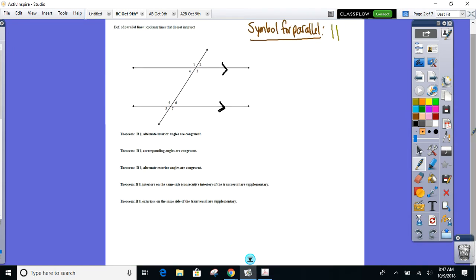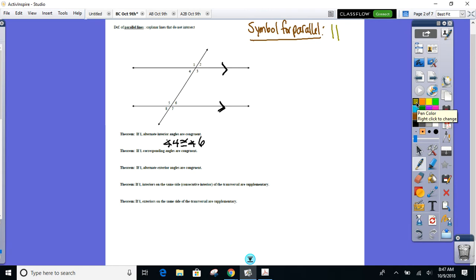Once these lines are parallel, remember those alternate interior angles we were talking about? They're now congruent. Name me a pair of congruent alternate interior angles in this diagram. I'm going to take one so we can get going. 4 is congruent to 6. Yep. And 3 is congruent to 5. Got it. 4 congruent to 6.